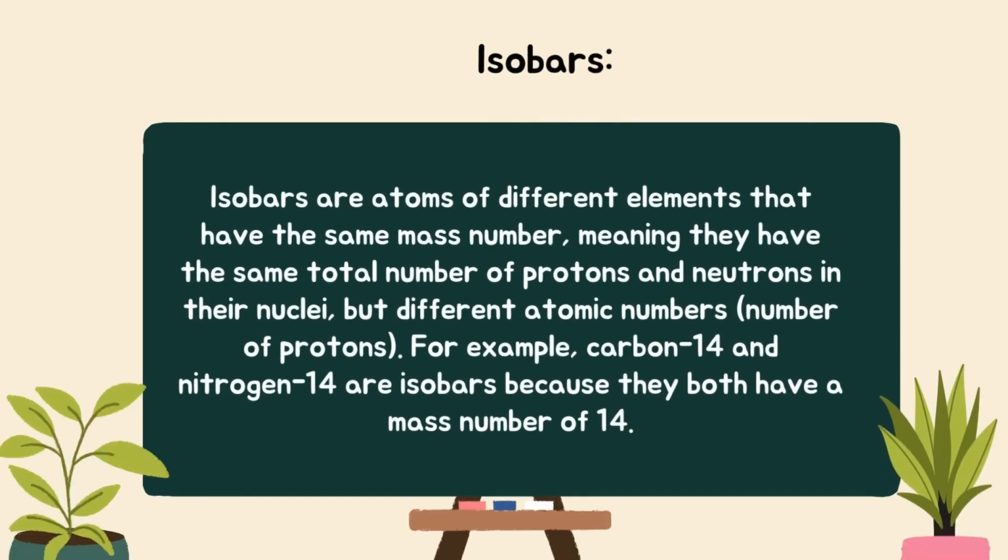Isobars. Isobars are atoms of different elements that have the same mass number, meaning they have the same total number of protons and neutrons in their nuclei, but different atomic numbers, number of protons. For example, carbon-14 and nitrogen-14 are isobars because they both have a mass number of 14.